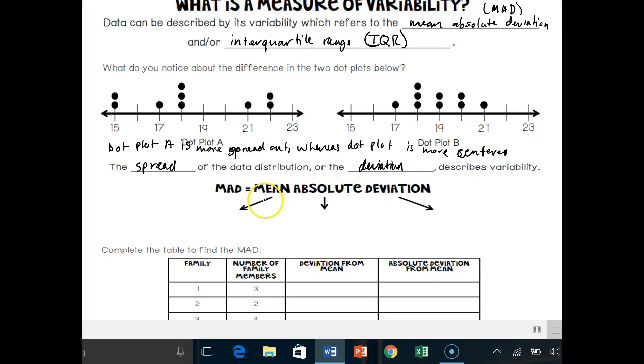So if we break down the mean absolute deviation, we're talking about the average absolute value, which remember is always positive, of the spread. We're going to find how far away points are from the mean and take the average of that. So that's basically what mean absolute deviation is: how far away data is from the mean.